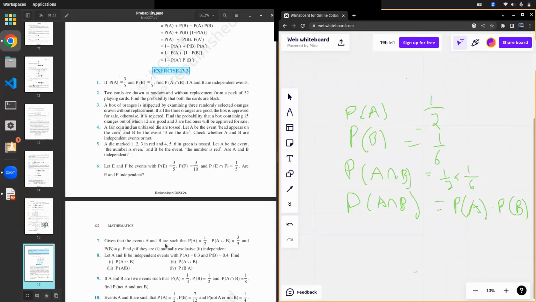Given A and B are events, probability of A is 1 by 2, probability of A union B is equal to 3 by 4, and P of B is equal to P. Find P if they are mutually exclusive. So the events A and B are mutually exclusive if we have the value of P of A intersection B as 0, then we can say A and B are mutually exclusive.